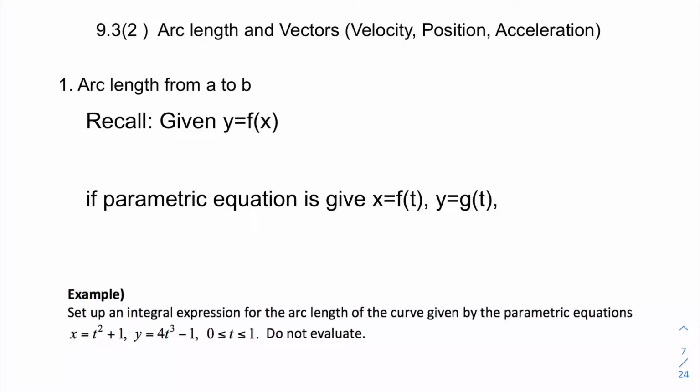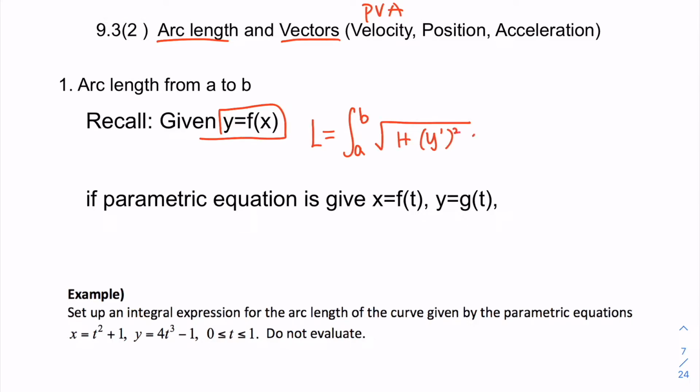Today we are going to start 9.3. So given y equals f(x) in a rectangular system, the arc length from a to b is the integral from a to b of the square root of 1 plus y prime squared dx. We are integrating with respect to x.